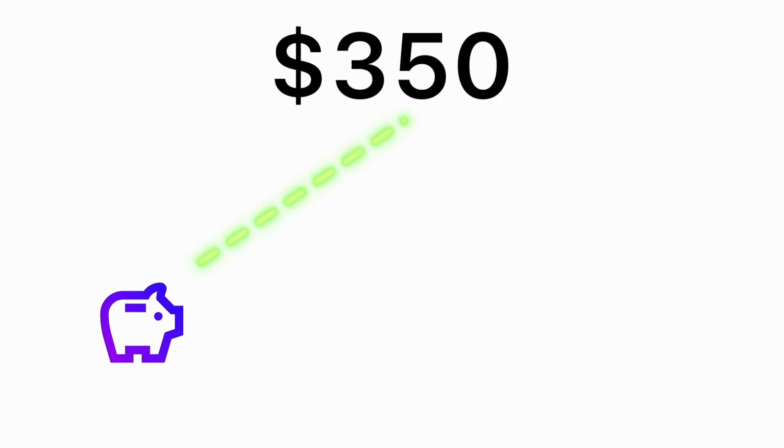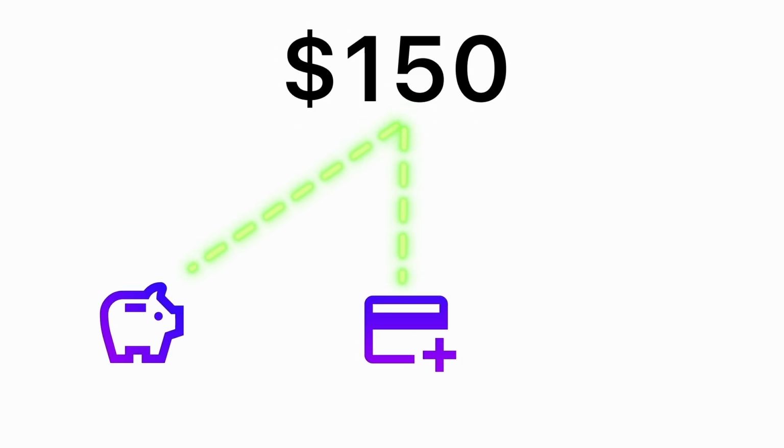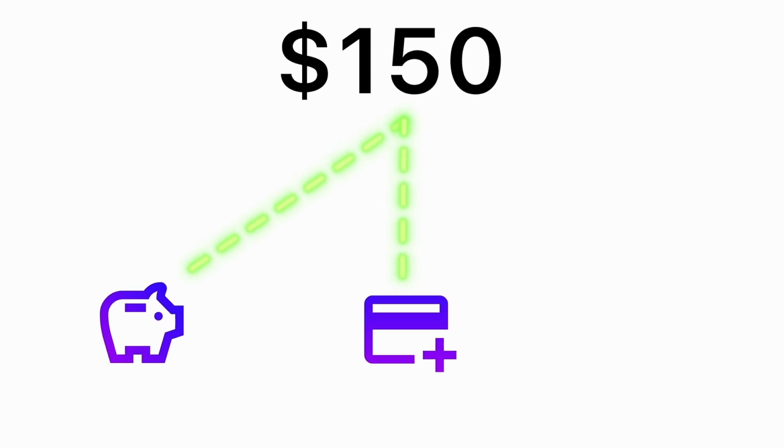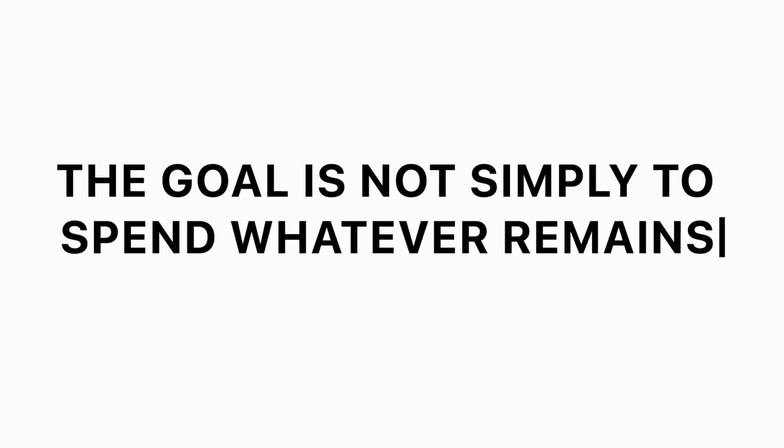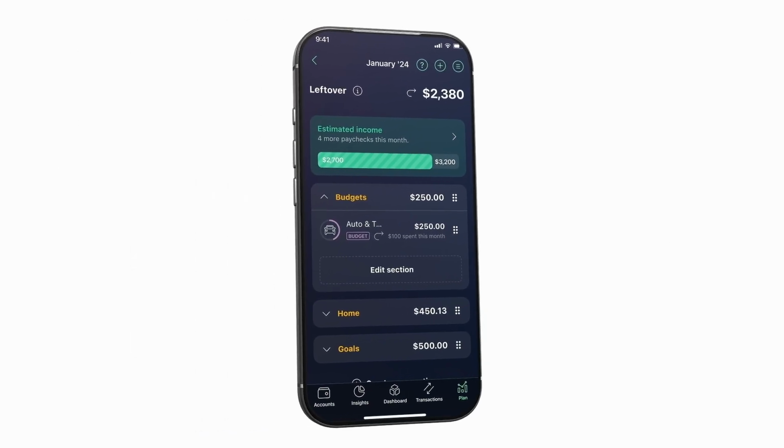For example, imagine your leftover is $600. You could put $250 into savings, use $200 as an additional credit card payment, add $100 to your grocery budget, and keep the remaining $50 as a small monthly cushion. The goal is not simply to spend whatever remains. The goal is to give the remaining money a purpose before it quietly disappears.